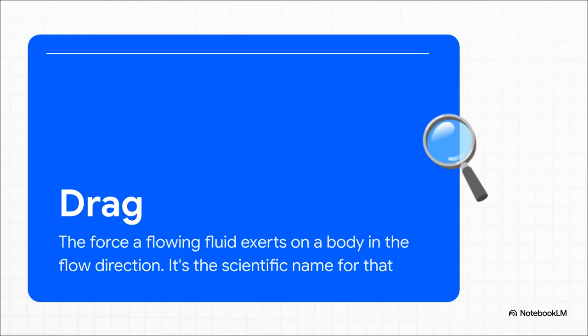Well, that backward yank has a scientific name. It's called drag. And simply put, it's the force that a moving fluid pushes on an object with. It's the main thing that tries to slow everything down. For anything that has to move through air or water, from a Formula One car to a jetliner, understanding and beating drag is the entire game.